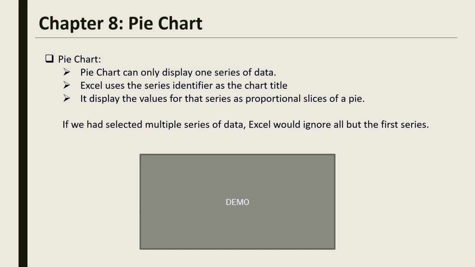Hello friends, welcome again. In this lecture we will discuss the pie chart. A pie chart only displays one series of data. If you present the whole table in which two columns are there, it will pick only one column for displaying the data, and that column header will be displayed as the title of the chart, and it displays the value of that series as a proportional slice of a pie, or like a pizza. Let's understand this pie chart in an Excel sheet.